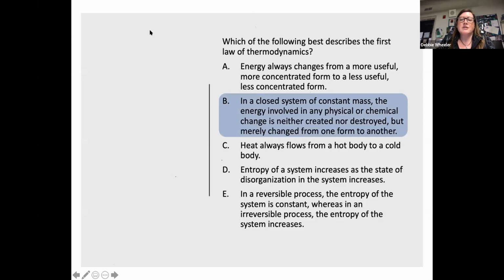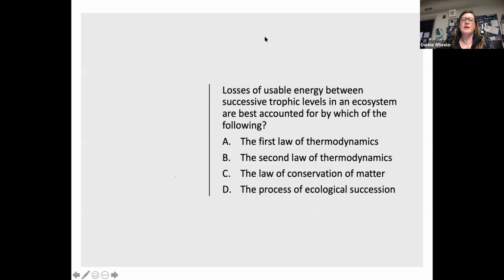That is the answer. That neither created nor destroyed always sticks in our head. So it's nice when that's part of the question that gets asked. Okay. Here is another question for you. If you can relaunch our poll, Lou. Losses of usable energy between successive trophic levels in an ecosystem are best described by which of the following?